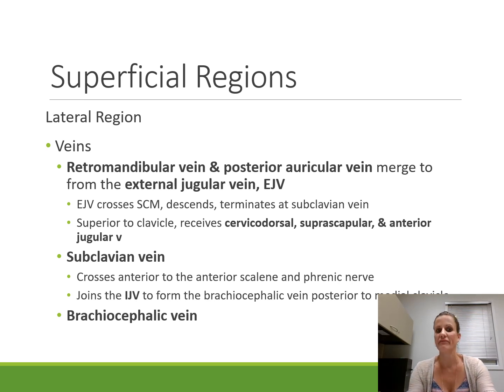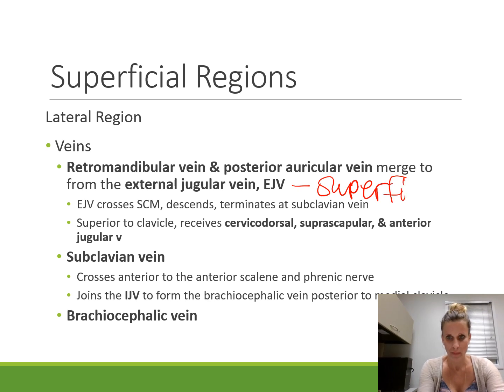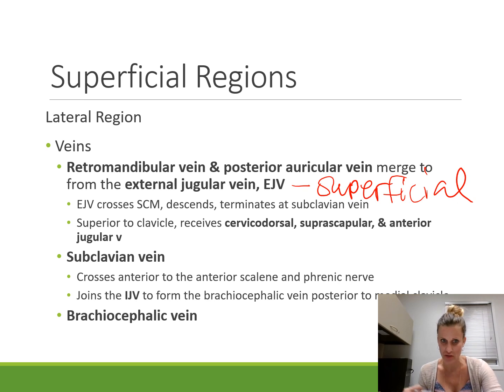There are multiple important veins that are present in the lateral region. The retromandibular vein and posterior auricular vein will merge to form the external jugular vein. The external jugular vein is more superficial, obviously, than the internal jugular vein, and it crosses on top of the sternocleidomastoid. Okay, so it goes over the sternocleidomastoid.